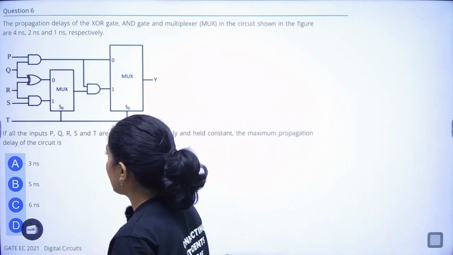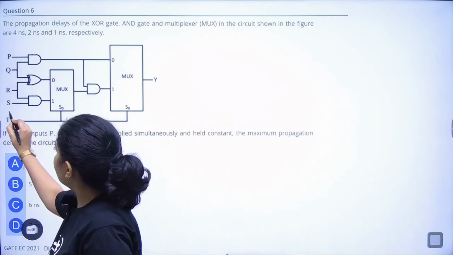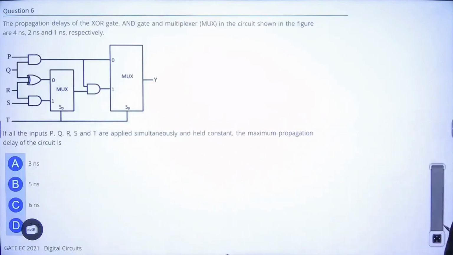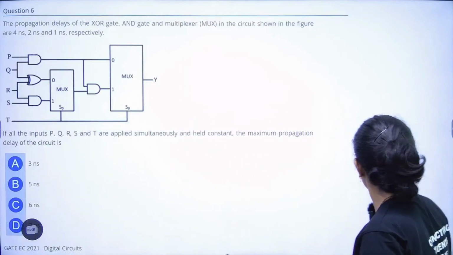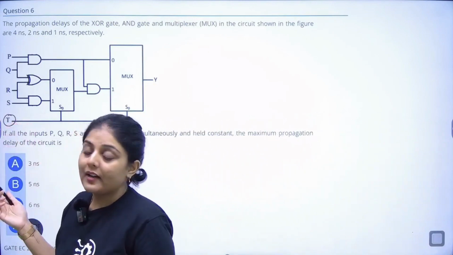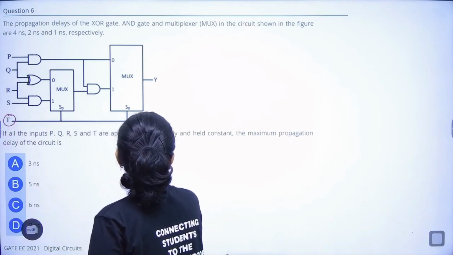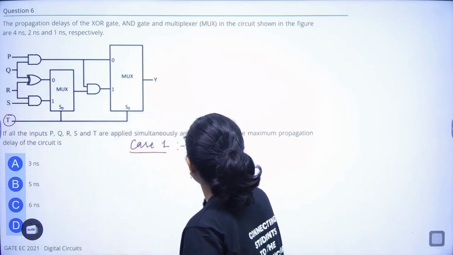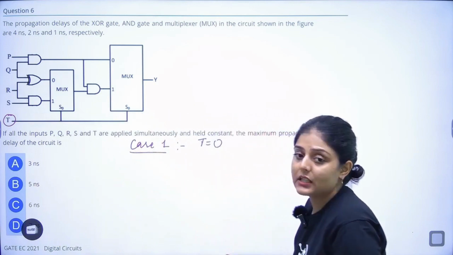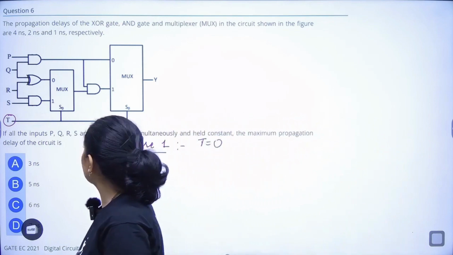A similar kind of question we have done in combinational circuits also. So this is T. Depending on the values of T, we will take case 1, when T is equal to 0, and another case when T is equal to 1. So let's take the first case, when T is equal to 0.